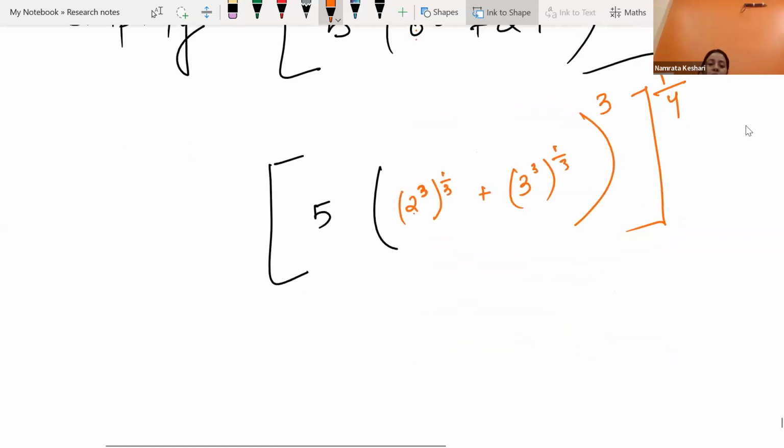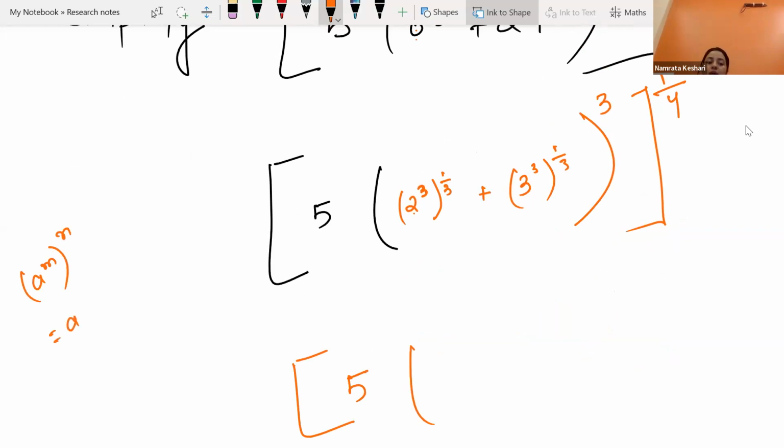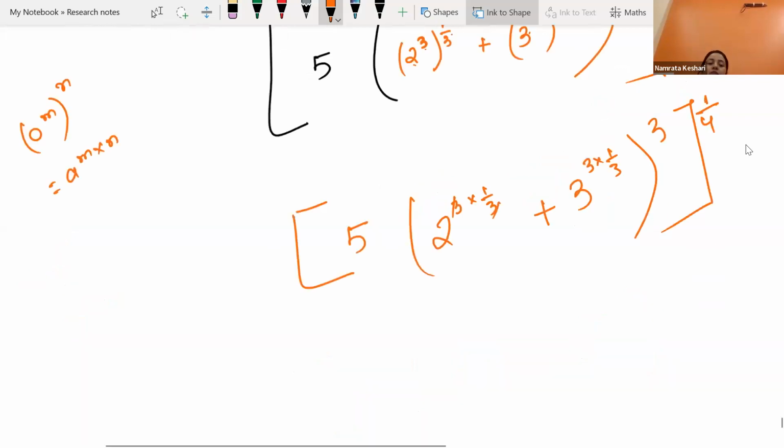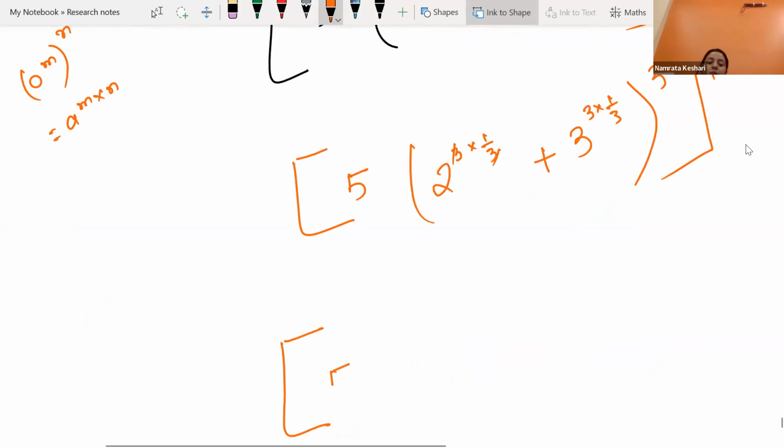Let's proceed. Now we'll have 5. There was a rule that a to the power m to the power n can be written as a to the power m into n. Similarly, 2 to the power 3 and then one more power can be written as 2 to the power 3 into 1 by 3, that means just 2. And this can be written as 3 to the power 3 into 1 by 3, that means just 3, or 3 to the power 1. The rest of the exponents I am just copy pasting as they are. We will have 5, just 2 over here, and next is just 3 over here.